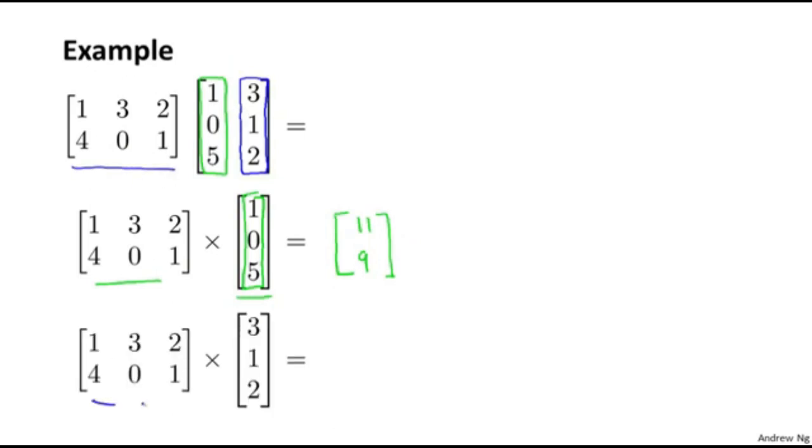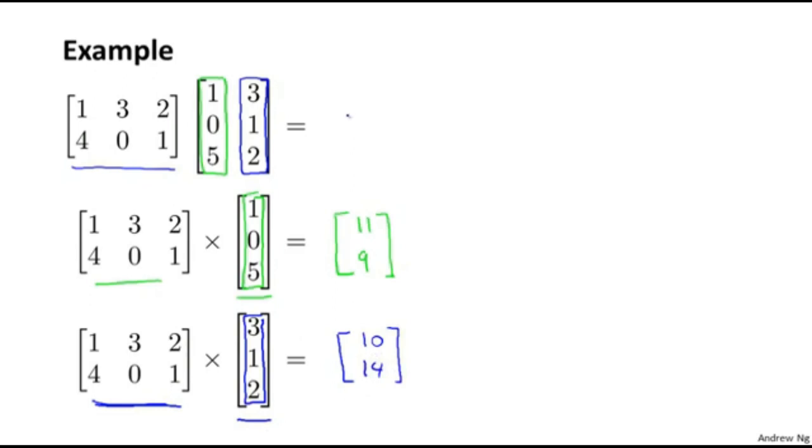So take that matrix and multiply it by that second column on the right. Again, this is a matrix vector multiplication step, which you saw from the previous video. And it turns out that if you multiply this matrix and this vector, you get 10, 14. By the way, if you want to practice your matrix vector multiplication, feel free to pause the video and check this product yourself.